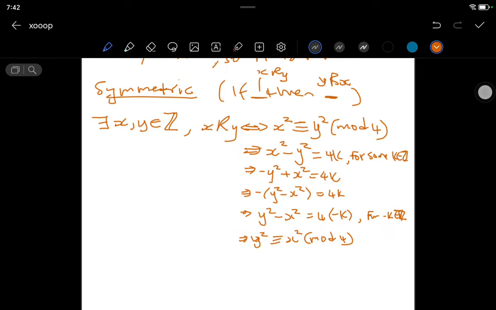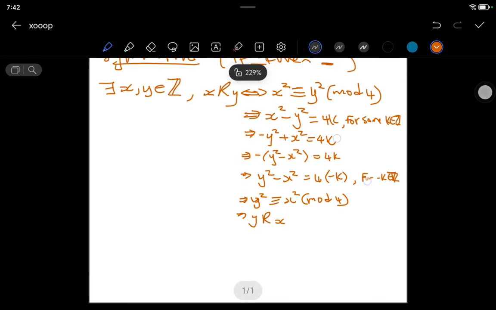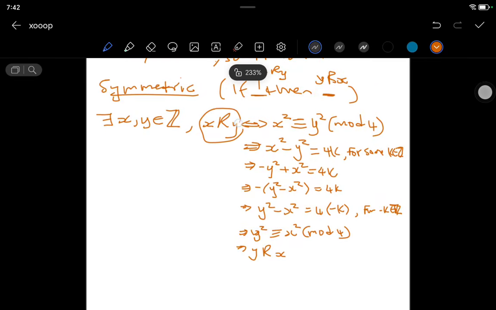You see, right? And if we arrive here, automatically we know that y is related to x. So we know that we have proven that if x is related to y, then y will be related to x. So this is how we're going to prove for this question, right? So we're going to come and say thus R is symmetric. I'm sure you see this.